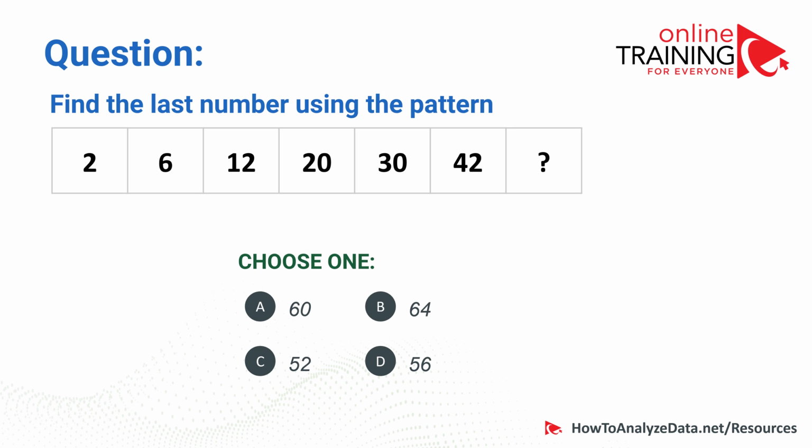You need to find the last number using the pattern. 2, 6, 12, 20, 30, 42, and then the missing number. And the choices are 60, 64, 52, or 56. Which one do you think is the right answer here?